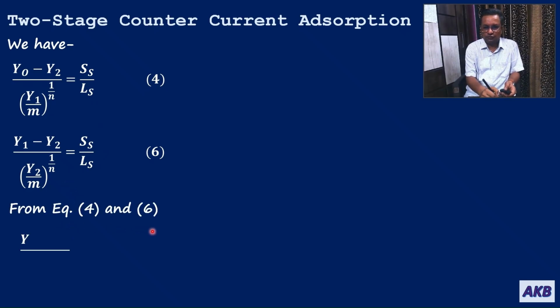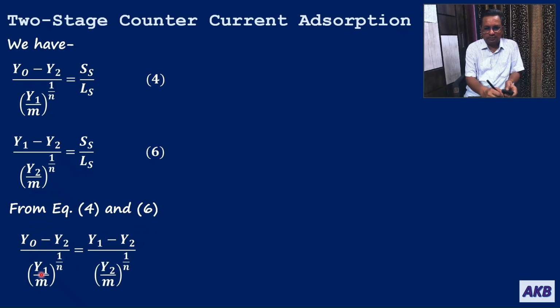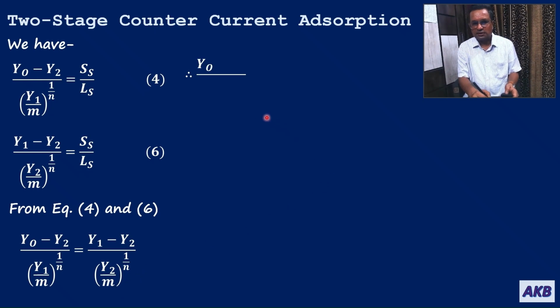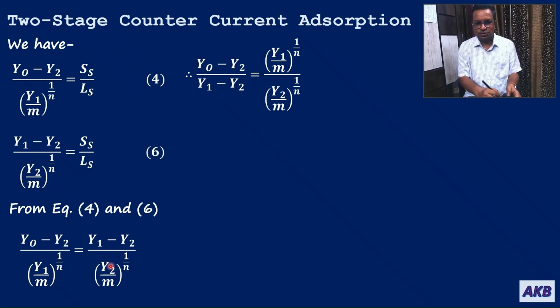So from equations 4 and 6, by equating the left hand sides, you have capital Y0 minus capital Y2 divided by (capital Y1 by M) raised to 1 by N, that is equal to capital Y1 minus capital Y2 divided by (capital Y2 divided by M) raised to 1 by N. So we will simplify it. That is, (Y0 minus Y2) upon (Y1 minus Y2) is equal to, I have rearranged it, (capital Y1 by M) raised to 1 by N divided by (capital Y2 by M) raised to 1 by N.